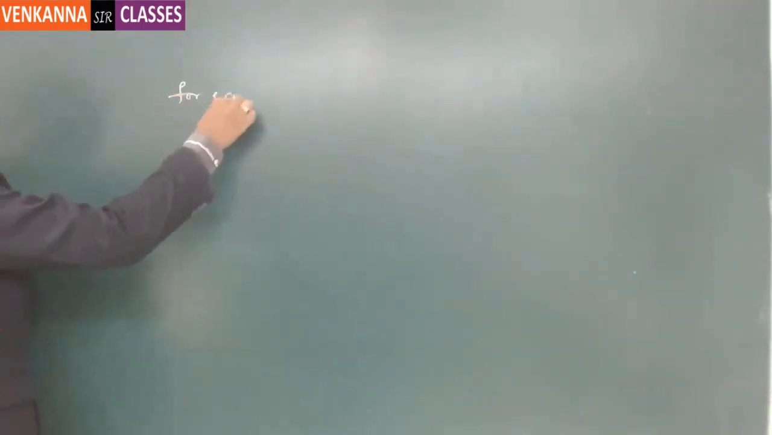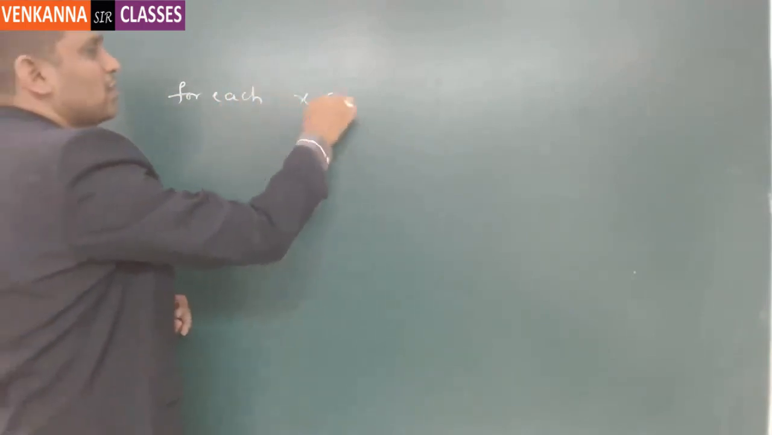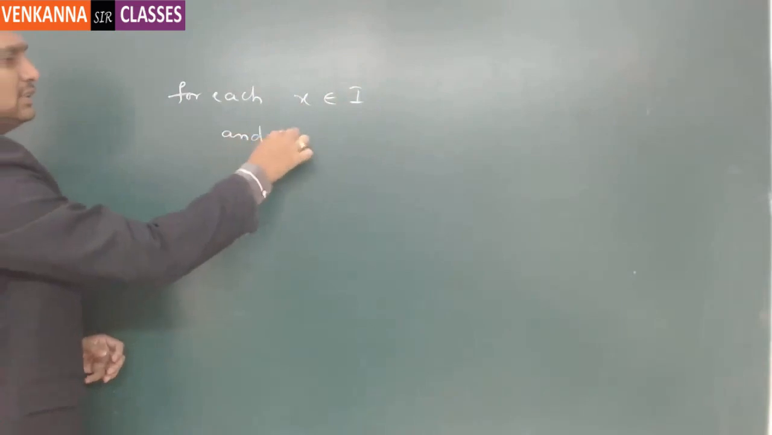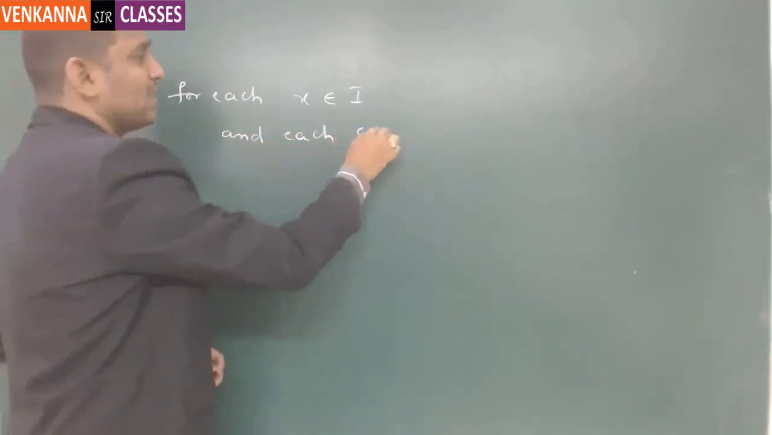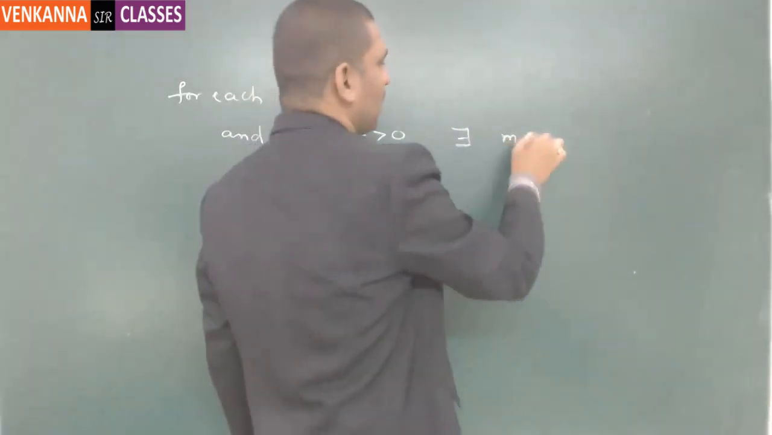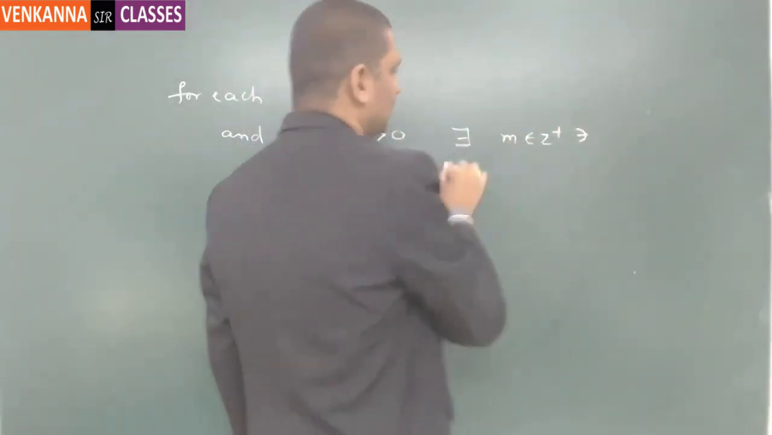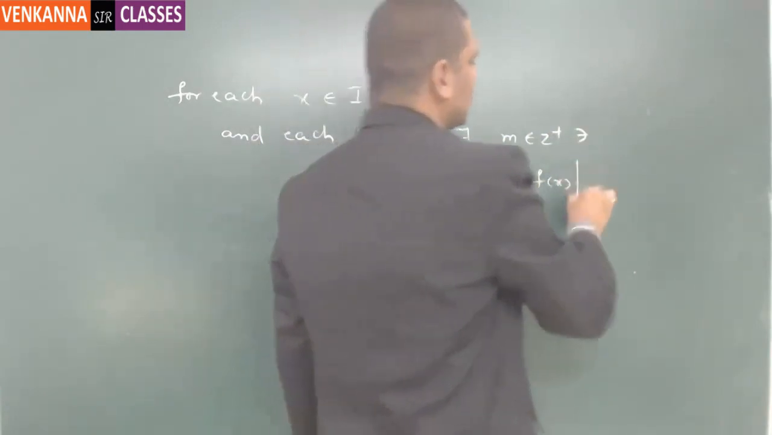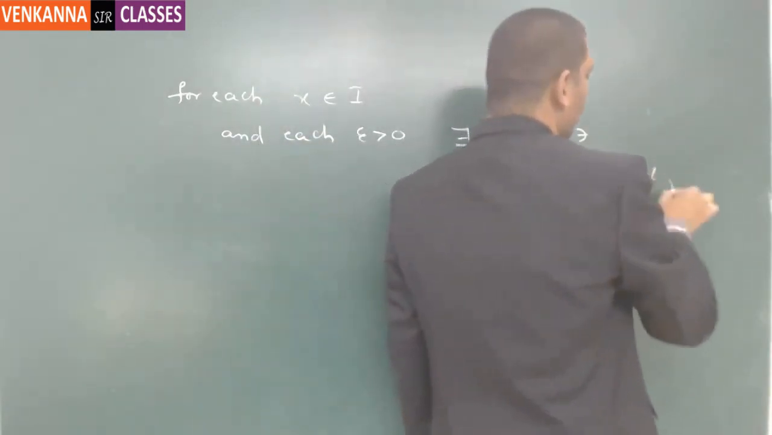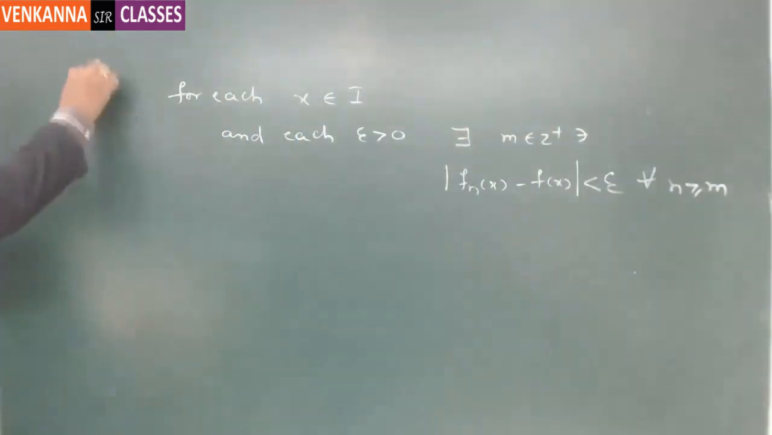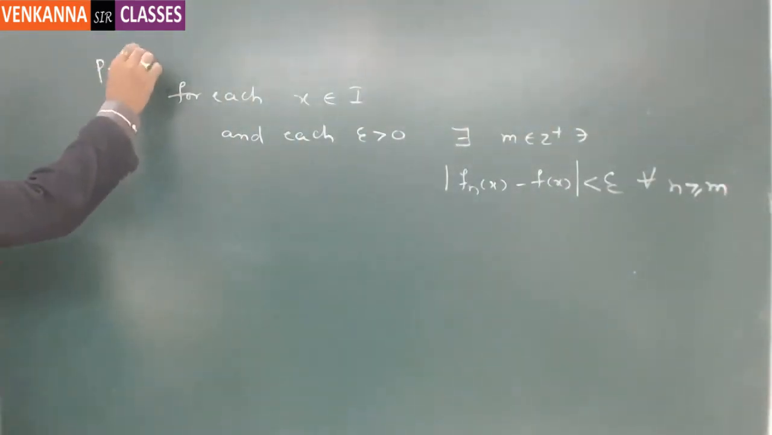So for each x belongs to the interval and each epsilon greater than 0, there exists m belongs to Z plus such that modulus of fn of x minus f of x is less than epsilon for all n greater than or equal to m. This is the definition of point-wise convergence.